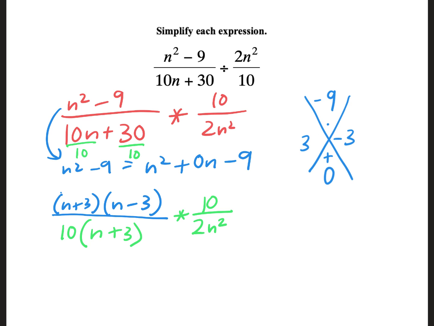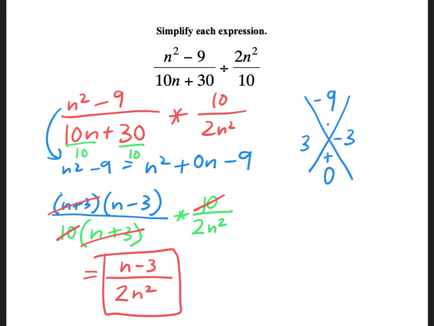And now we want to cancel anything that shows up twice. So I noticed that we have n plus 3 on the top and the bottom. We also have a 10 on the top and a 10 on the bottom, so those cancel each other out too. We are left with n minus 3 on top. On the bottom, we just have 2n squared. So that will be your final answer.